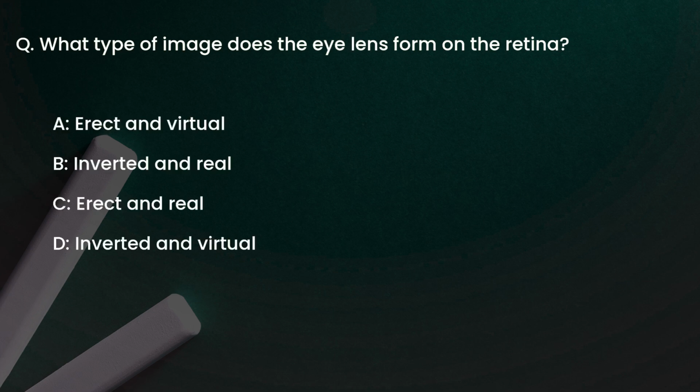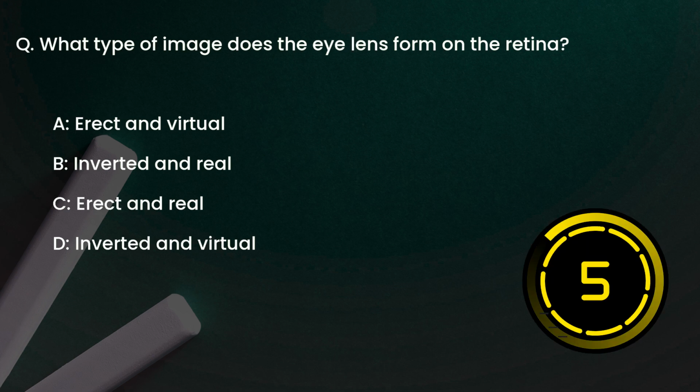Option A, erect and virtual. Option B, inverted and real. Option C, erect and real. Option D, inverted and virtual. You have 5 seconds to answer the question.